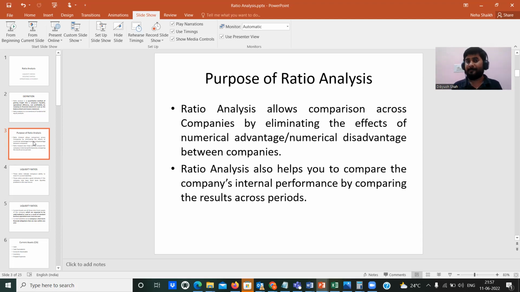Second, ratio analysis also helps you to compare the company's internal performance. How the company is performing internally. Internally means whether it is making progress over the years. Is its earnings per share ratio increasing over the years compared to what it was 5 years ago? This also helps you to compare within the company and across the company.